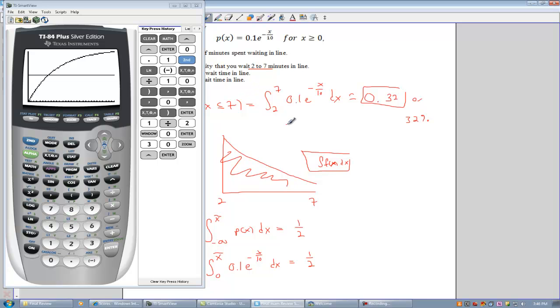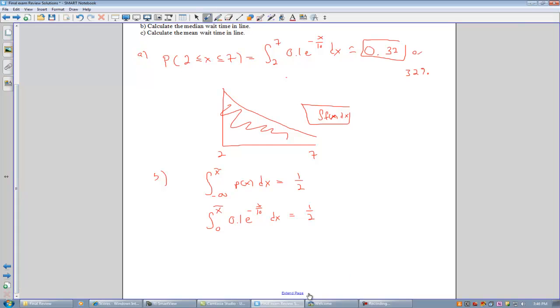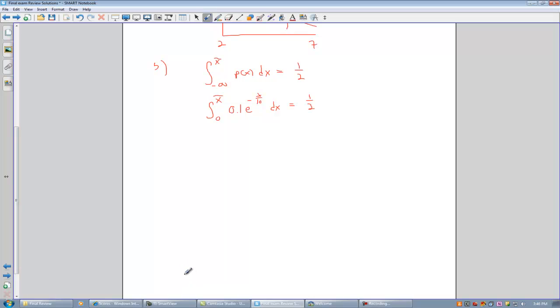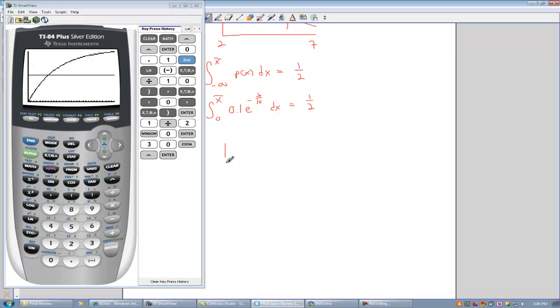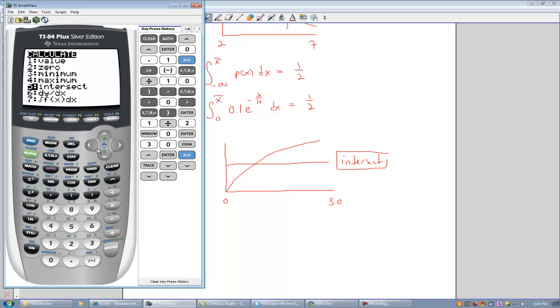And so what I want to do over here is copy this down. So let's get some room here and copy down my graph. I went from 0 to 30, and it went up like this, and the half line crosses like this. I want to find where they intersect. So to do that, I hit second trace to pull up the calculate menu, and you go down to intersect.